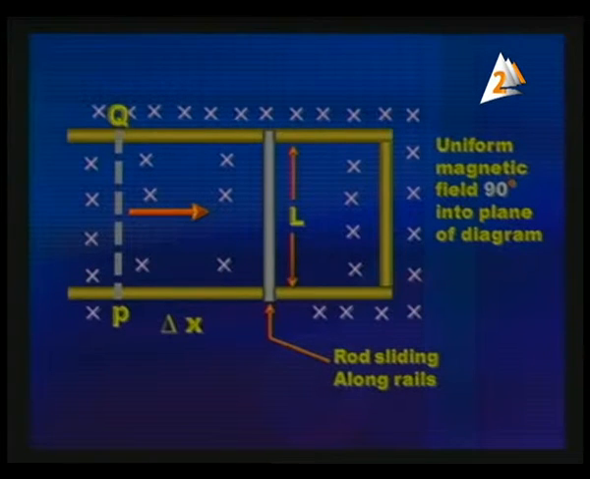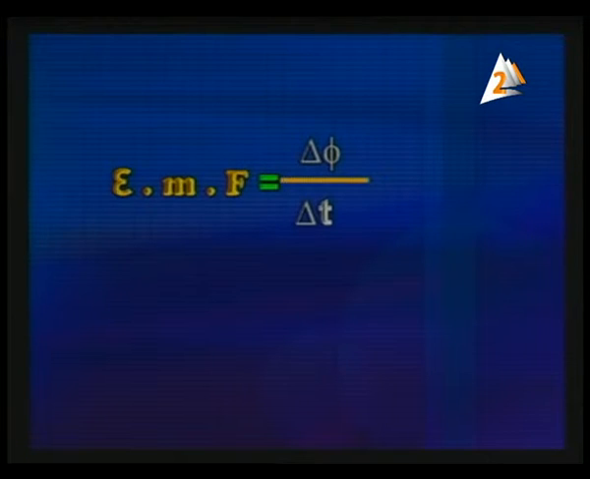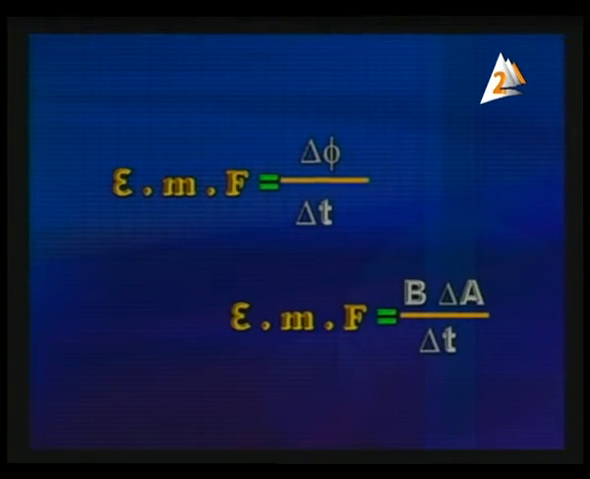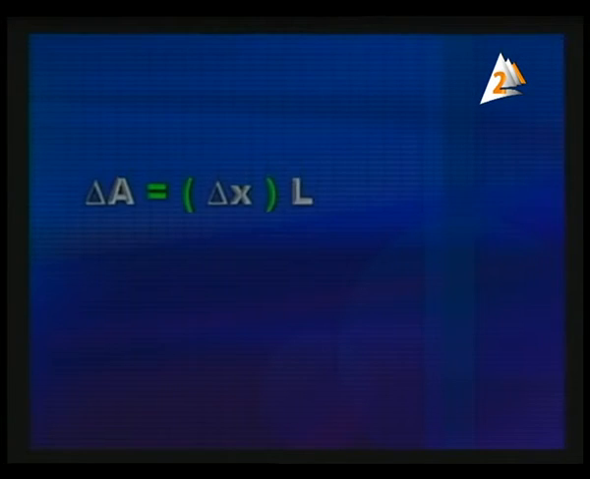X. It means the field is directed down into the page or into the screen. From Faraday's law, EMF is equal to N delta phi over delta T. We don't have any turns, so EMF is equal to delta phi over delta T. So EMF is equal to the magnetic flux density times the change in the area of the linked flux lines over delta T. So delta phi is equal to B delta A over delta T.